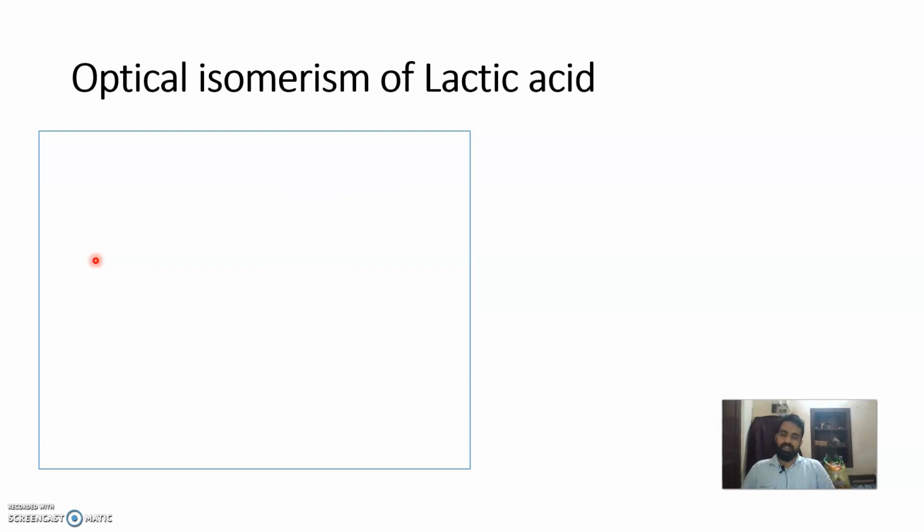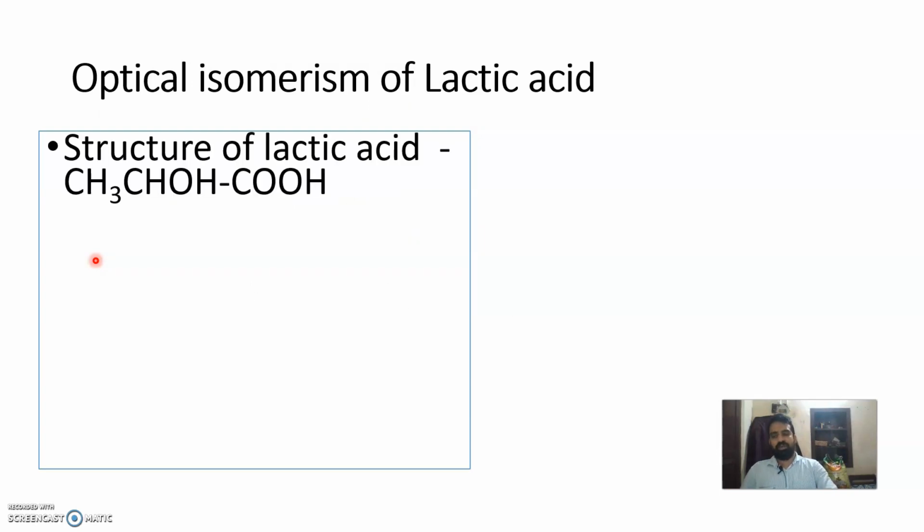Optical isomerism of lactic acid. എന്താണ് lactic acid എന്നുള്ളത് നമുക്ക് നോക്കാം. The structure of lactic acid is CH3 CHOH COOH. How many carbons are there? 1, 2, 3. How many chiral carbons are there? Is this a chiral carbon? No, this is not chiral, because it has C and 3 H, not 4 different groups. If 4 different groups or atoms are attached to a carbon, it is called a chiral carbon. So CH3 is not a chiral carbon. Now CHOH, this is a chiral carbon. What about this one? C double bond O, OH. So it's not a chiral carbon.